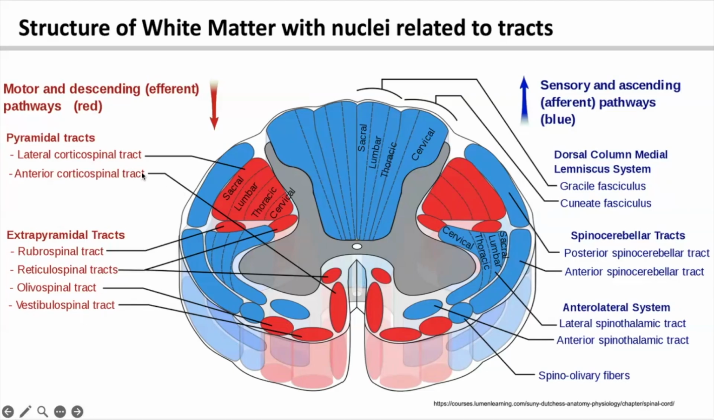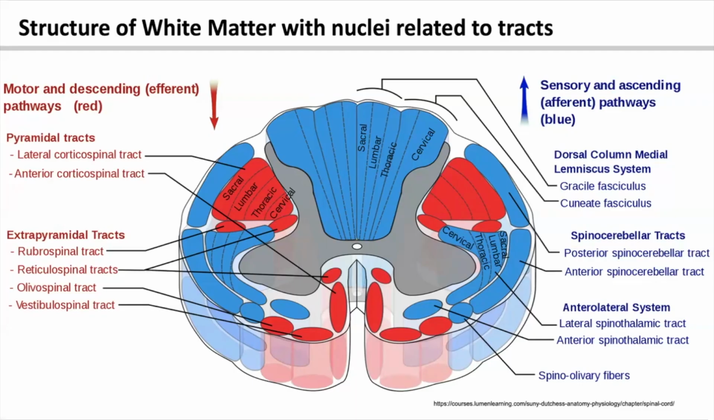So going with the functions, the lateral corticospinal tract is mainly for voluntary and skilled movement of the skeletal muscles. The lateral corticospinal tract, as you can see, starts from the sacral region and goes into the cervical region. And then the anterior corticospinal tract is also for voluntary movement, but for axial and proximal muscles.